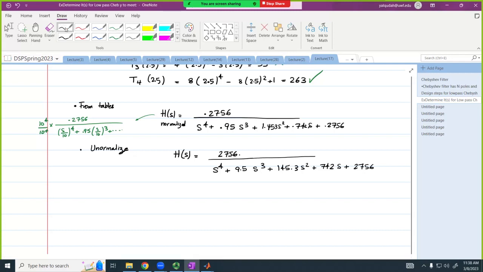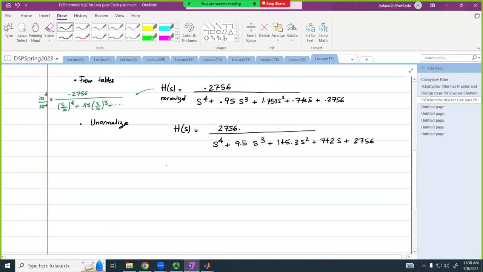We can check that our filter is correct by plugging in the magnitude at 25. And that magnitude is going to equal 0.008368, which is equal to negative 41.55 dB, which is greater than 40 dB, which is what we want.